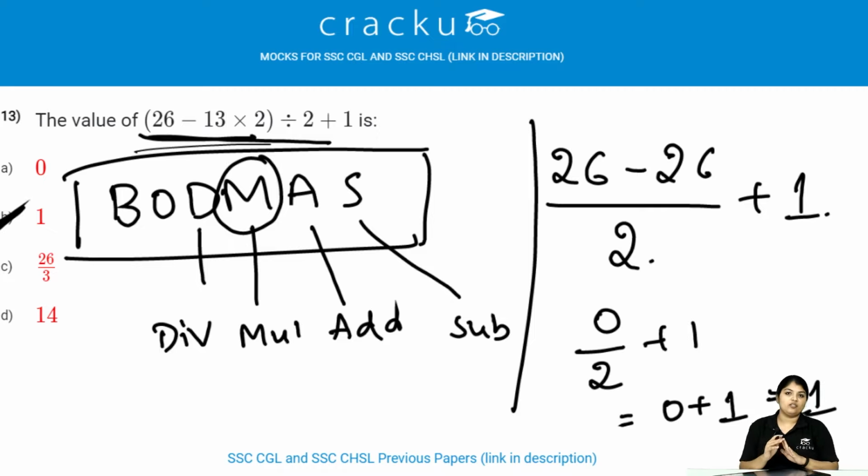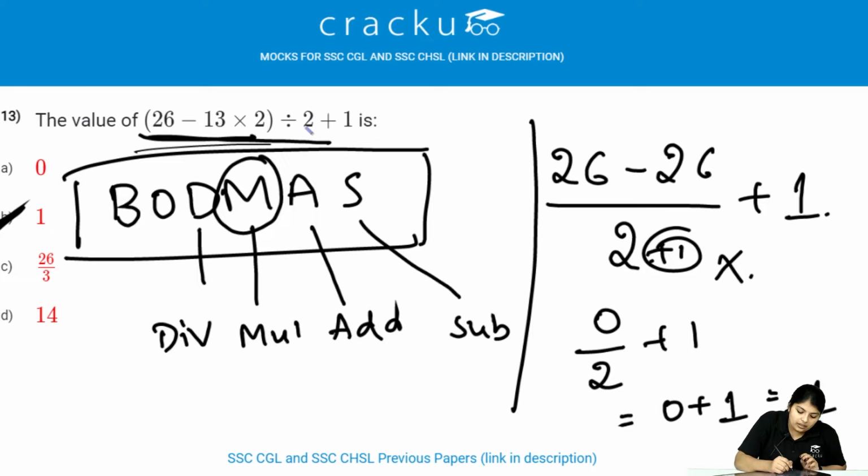Here again, most of the people will make the mistake of doing 26 minus 26 by 2 plus 1 here itself. No, it is wrong. It is divided by 2 and then addition. See, first division, next addition. So first you have to divide, later you have to add. Don't get confused there. Always remember BODMAS. Okay.